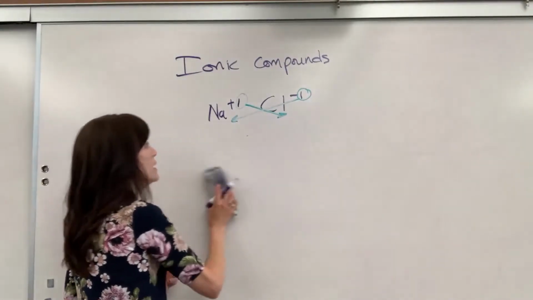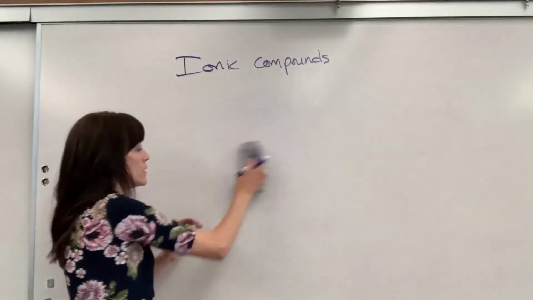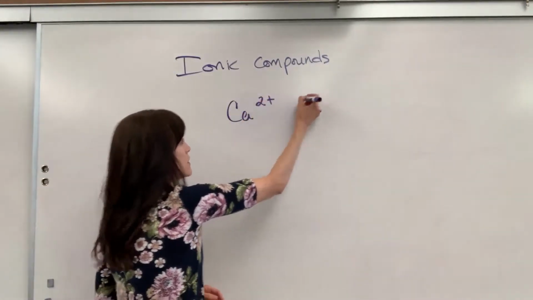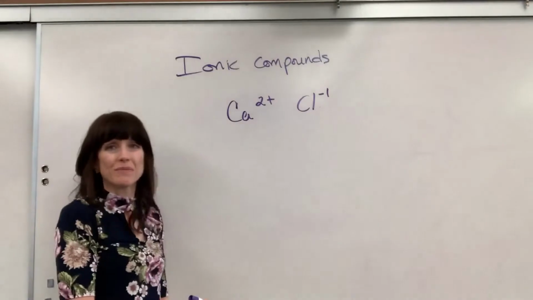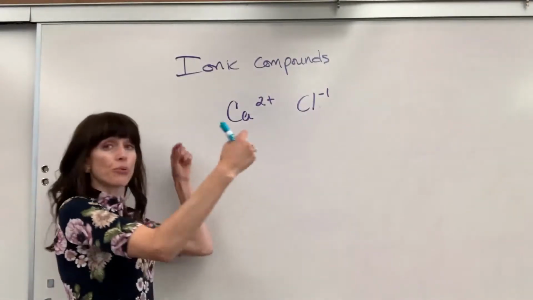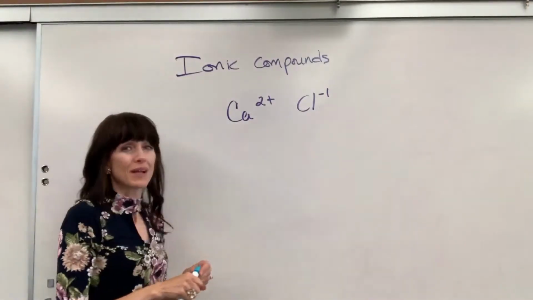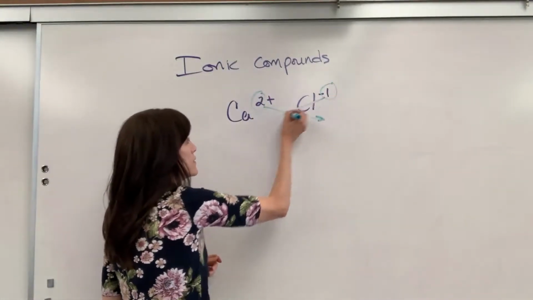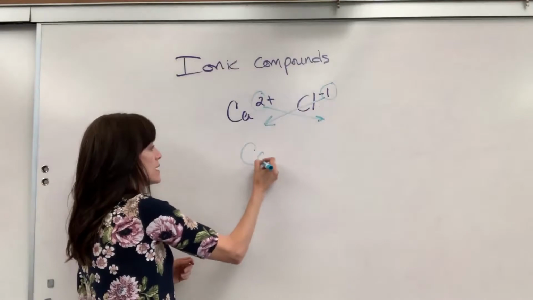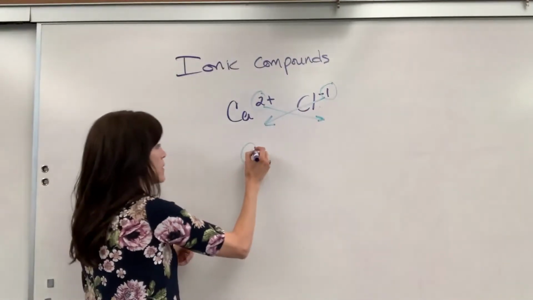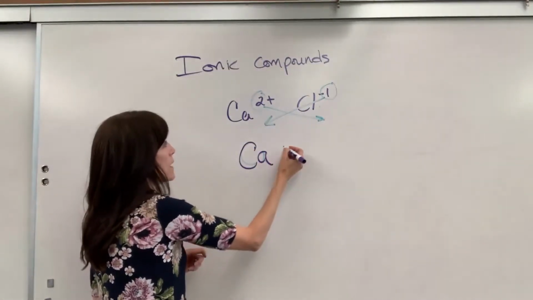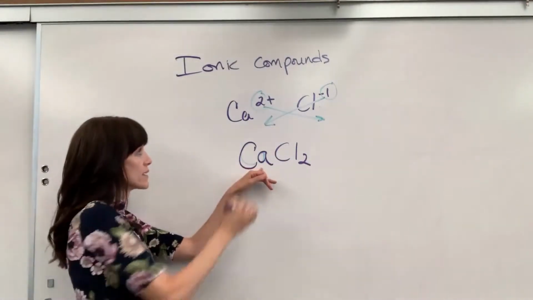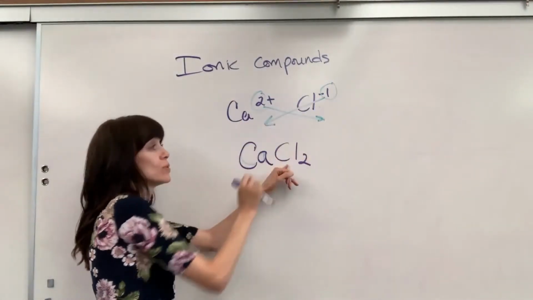Let's do another one. Let's change this to a calcium with a chloride. Ca2+, Cl-1. So again, I'm going to cross down those charges to become the subscript. So the 2 crosses down and the 1 crosses down. We're going to have CaCl2. I have 1 of the calcium and 2 of the chlorine.